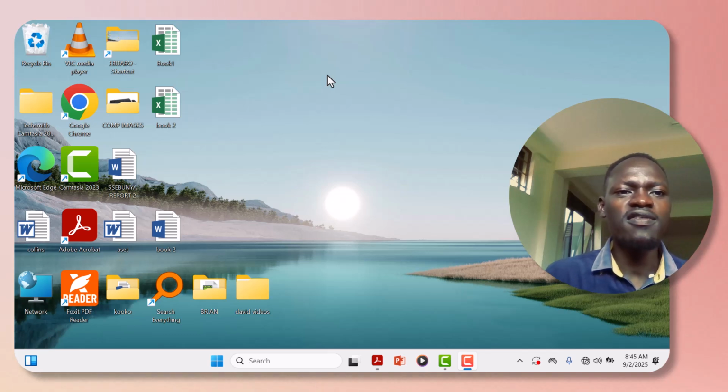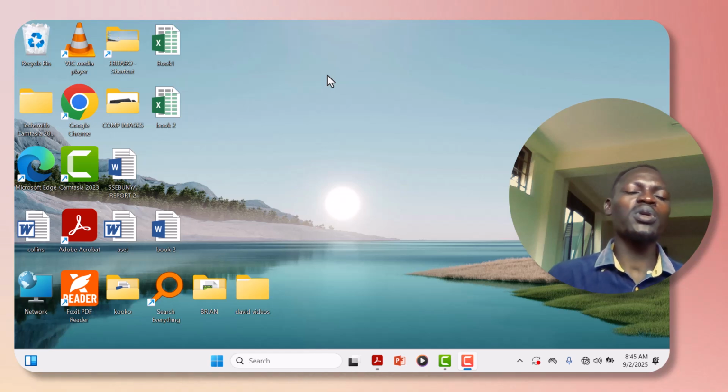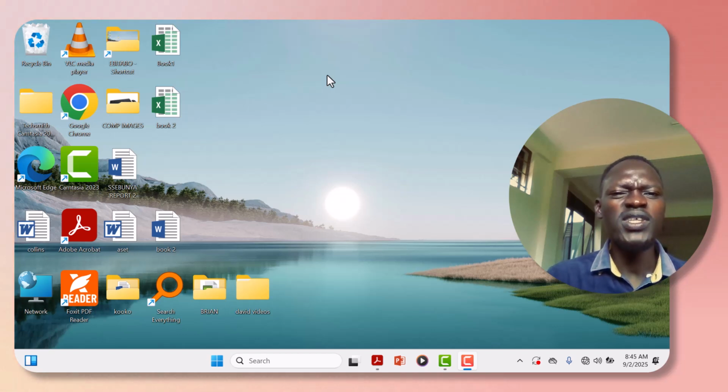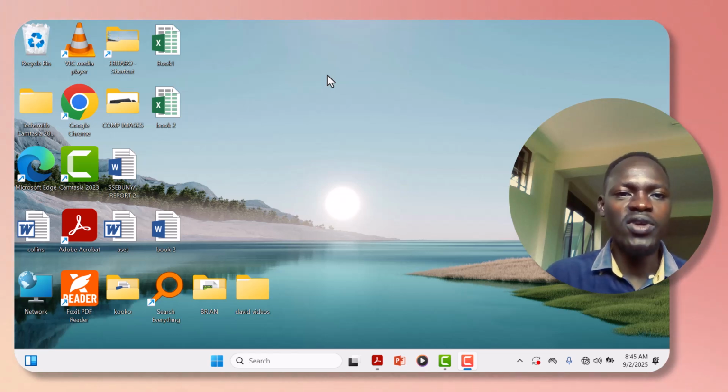Number 4, we have loading of the operating system. Once the BIOS finds the operating system, examples of which are Windows, it is going to load it onto the RAM.